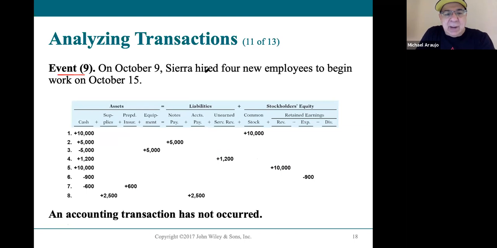Event number 9, we hired people. You're going to see this, and some people still get tricked. You hire people and promise to pay them $1 million. I don't care what you did. If you didn't give them the cash up front, there's no accounting. You'll do the accounting when you pay them, not before. It doesn't matter that we interviewed, we hired, we promised to give them the world. There's no accounting until we actually pay them. Then we're going to do accounting.